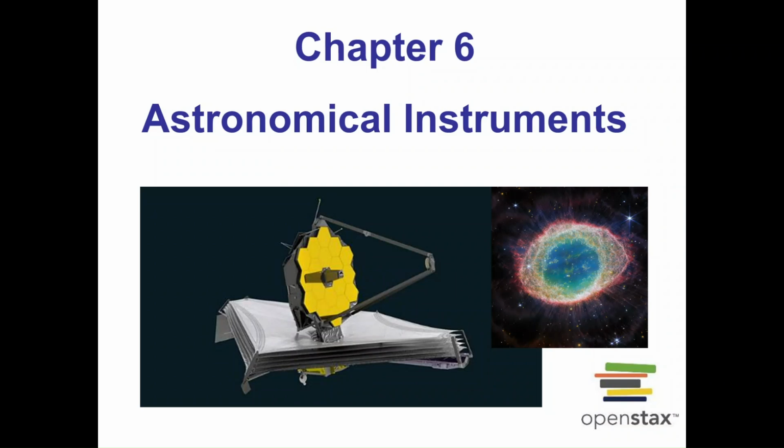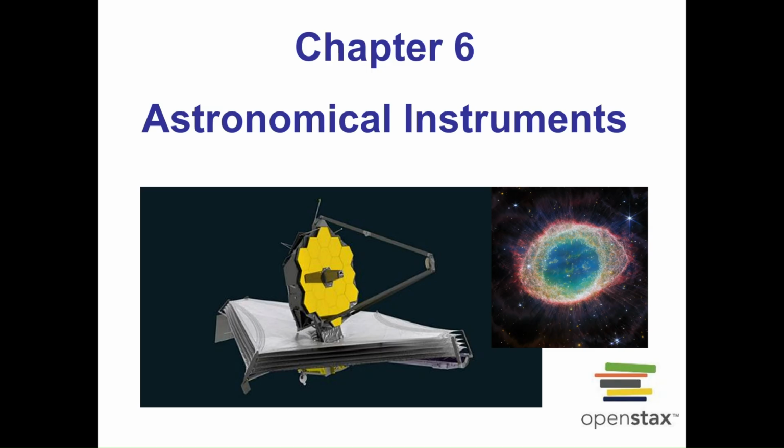Hello everyone. Today we are going to talk about Chapter 6, Astronomical Instruments. We'll primarily focus on the telescope. We already talked about in previous chapters how important the light of the star is. We basically gather all the information from the light the star emitted.